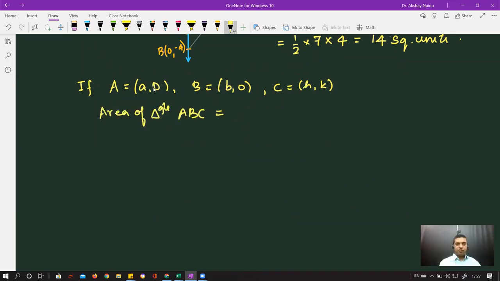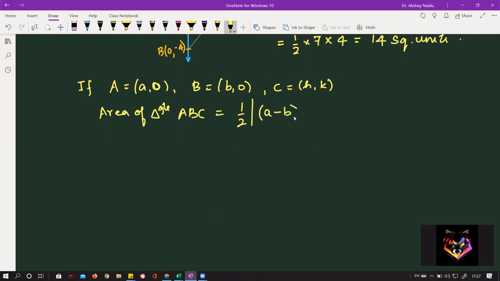Yes, both are zeros. So both are points lying on the x-axis. So then the area is k into (a plus b) upon 2... not a plus b. It is half modulus of a minus b or b minus a. It doesn't make a difference because you are taking modulus. Yes sir, half (a minus b) into k.